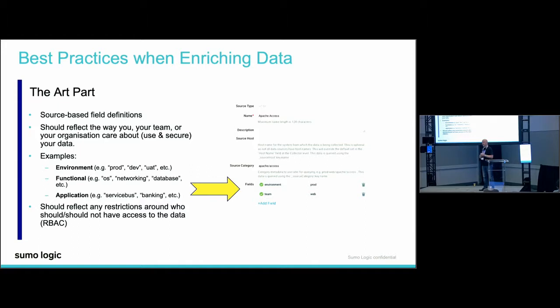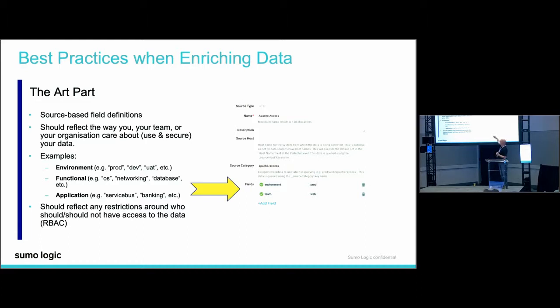The art part, however, is where you and your company come into play. How you need to use, consume and secure your data is the art part. Now, historically, we've applied this as a part of the source category. Now we've got the capability to do data enrichment, and you can see an example right here.